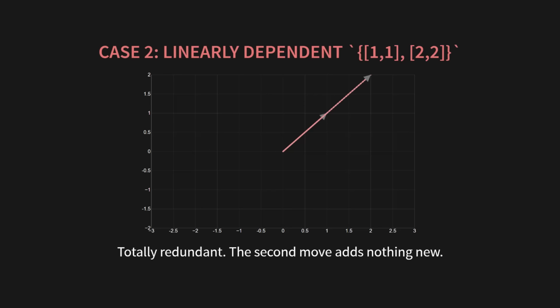Case 2. The set with vectors (1, 1) and (2, 2). Does it span the plane? No, you're totally stuck on a line. Are they independent? The second move is just twice the first. It's totally redundant. It adds nothing new. So it's definitely not a basis.